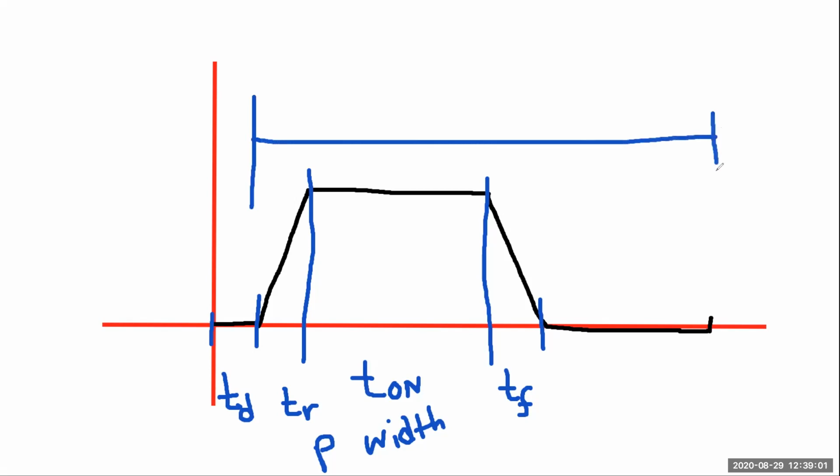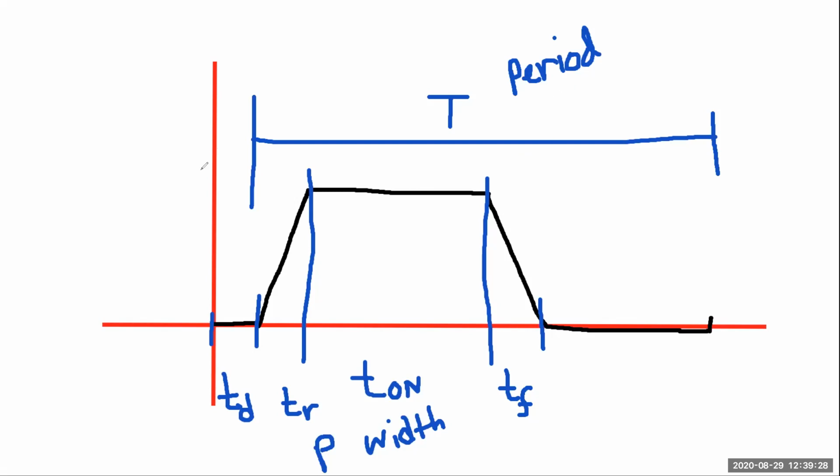The total time, that means from here up to here, this is called what? The period. Remember the period? The total time, that means the period. So how many parameters do you have? Delay time, rise time, on time, that means pulse width, fall time, and total time, that means period, right? These are the parameters you have.